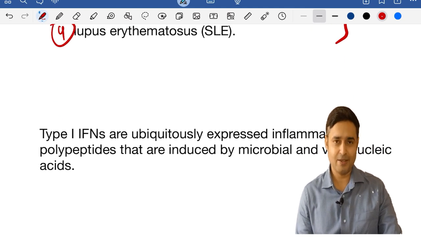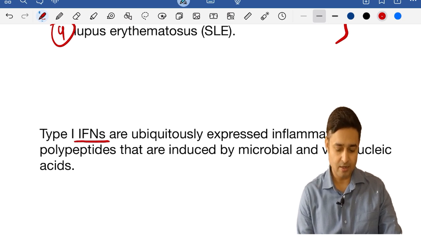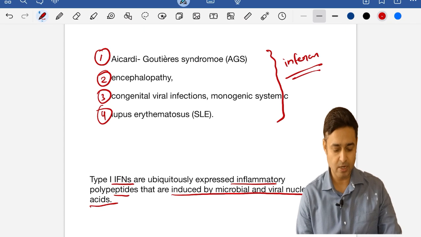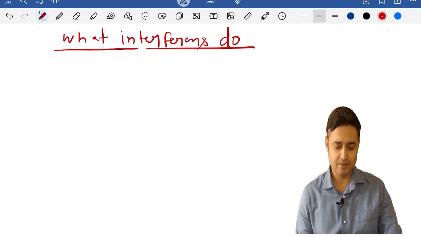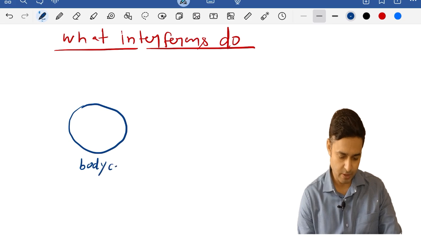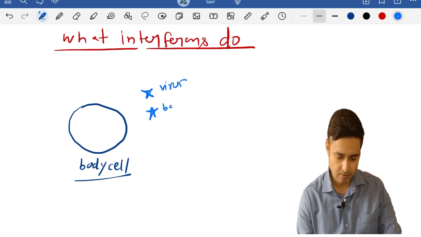So what are interferons? Interferons are inflammatory polypeptides that are induced by microbial and viral nucleic acid. To simplify: this is our body cell. If any microbe, let's say a virus or bacteria, attacks our cell, it produces interferons.